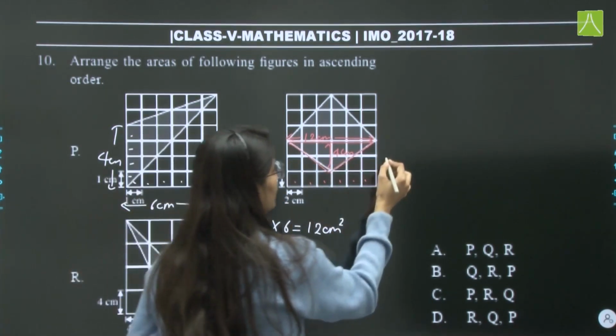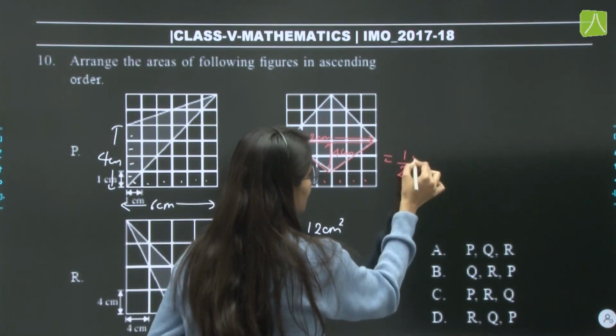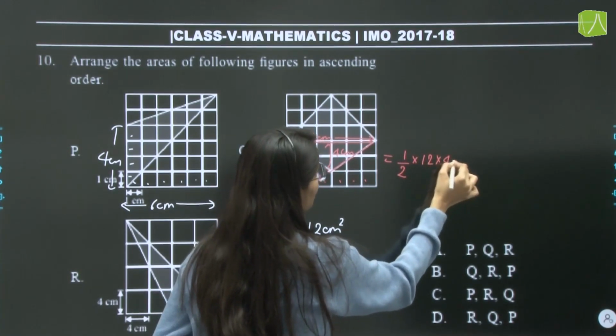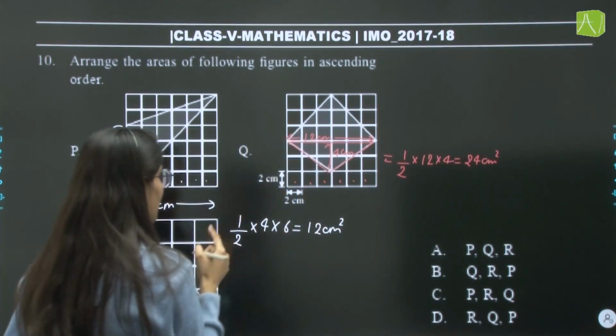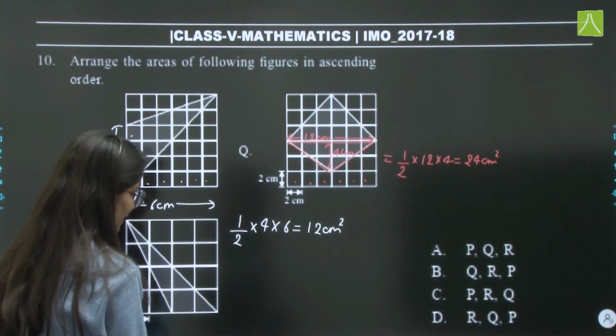And now you can find out the area. The area will be half into base into height. So half into 12 into 4. The area will be 24 centimeter square. And now you have to find out the area of the upper triangle.